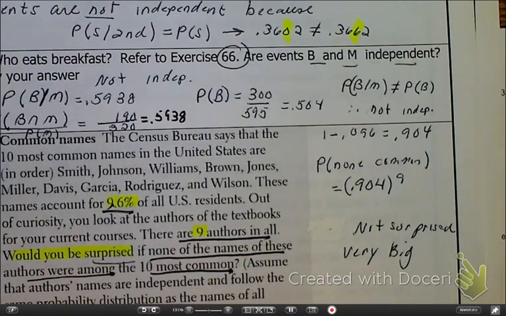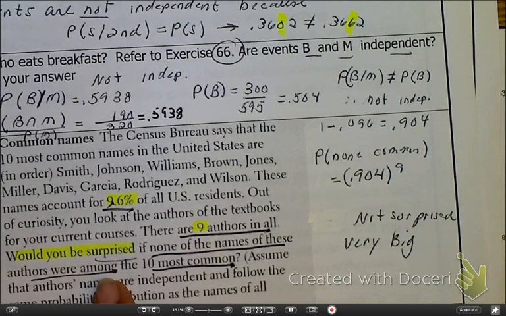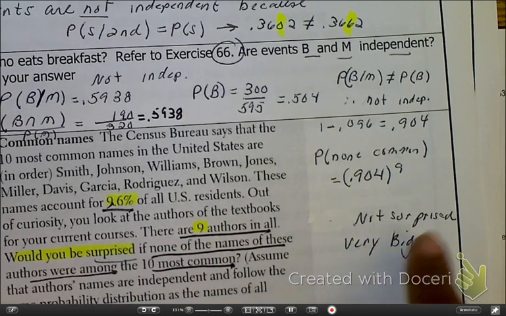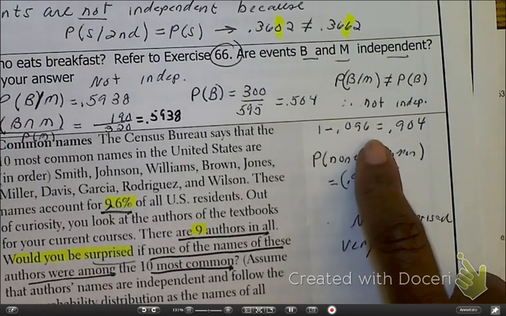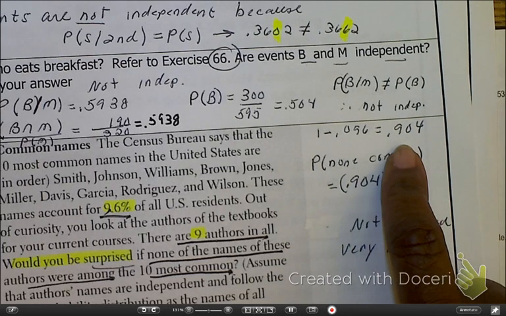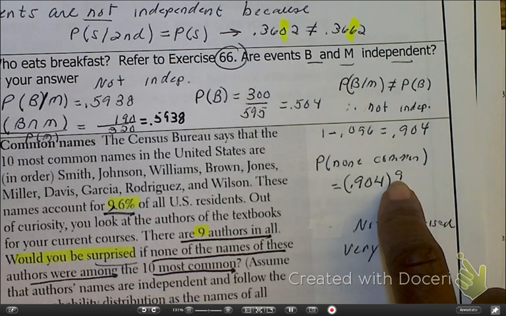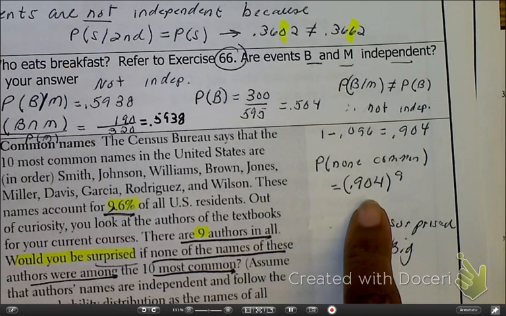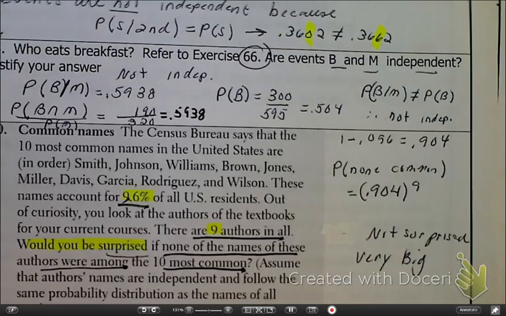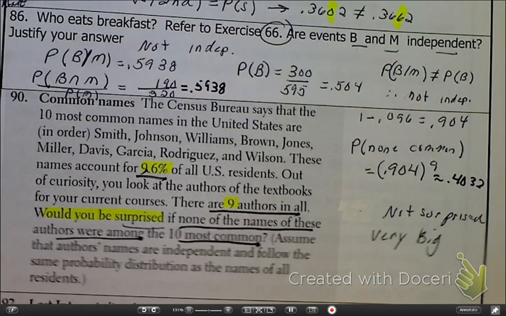Okay, so what I was saying was, of 9 authors, we want to find the probability that none of them are affected. If we have 0.096 that it happened, 0.904 that it does not happen, and there's 9 cases in which it doesn't happen. Would we be surprised? No, because when you do the math on this, it's pretty high, so it's not that surprising. Yes, I did take the time to do the math.